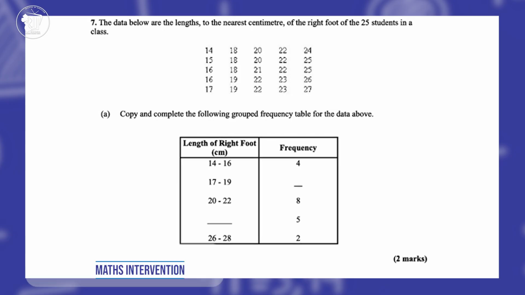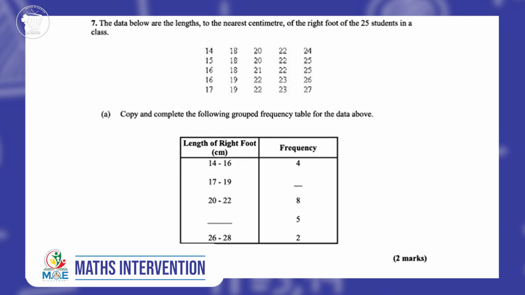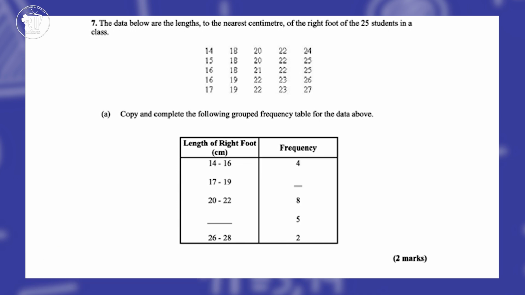A nice and easy one to start off with. The data below are the lengths, to the nearest centimeter, of the right foot of the 25 students in a class. Copy and complete the following grouped frequency table for the data above. The columns are already separated by the grouped intervals. The one missing here, since we stopped at 22, would be 23 to 25. So let's see what is missing.